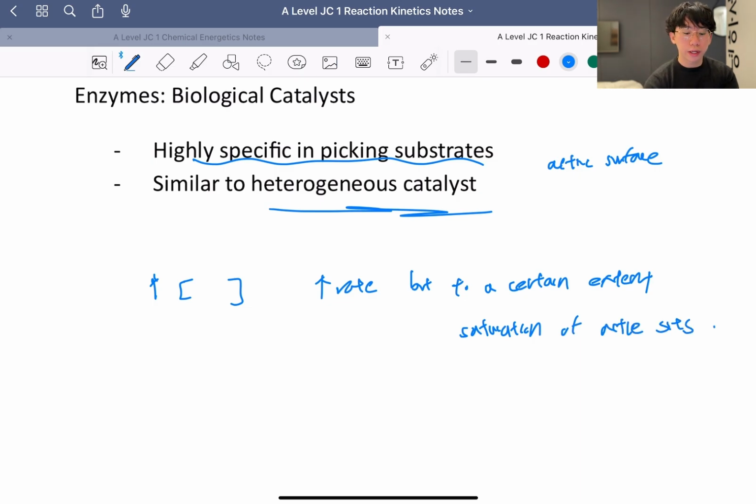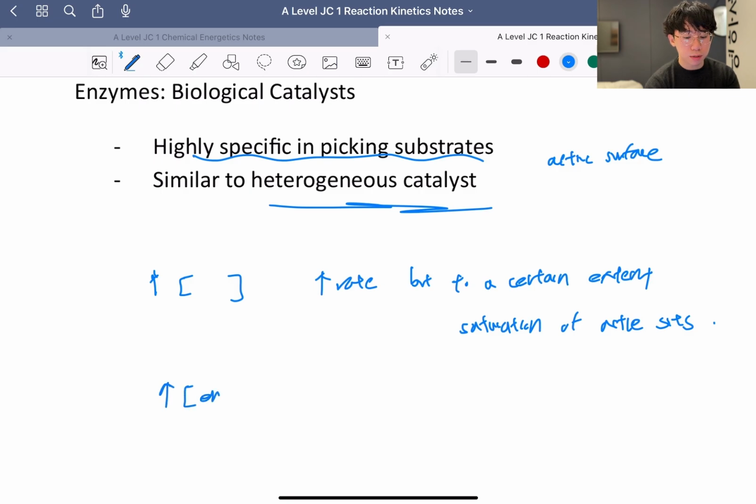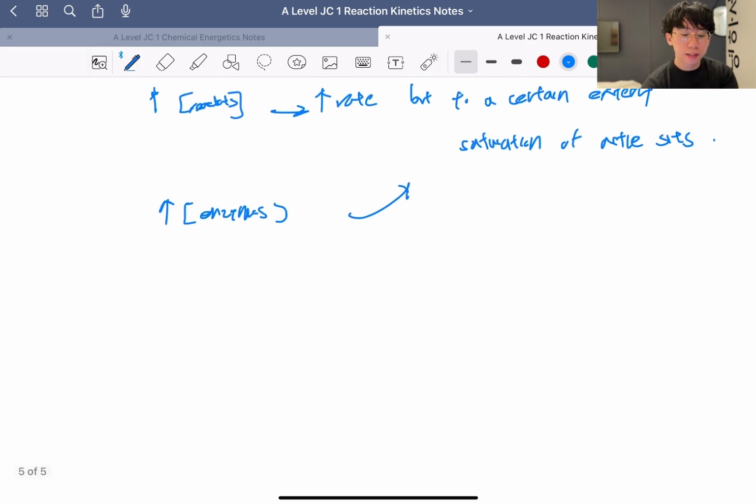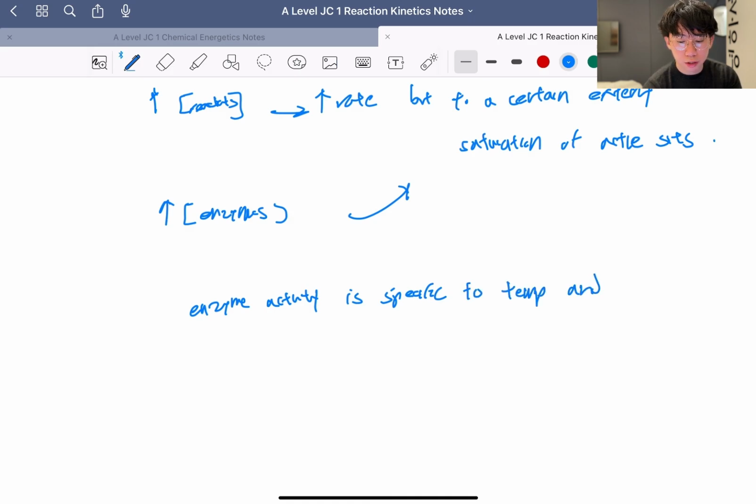Very similar to increasing the concentration of your enzymes. It is the same principle. And also take note of a special feature of enzymes where they are very specific to temperature and pH. So they operate in very, very unique circumstances and conditions. If the conditions vary even a little bit, the enzyme activity would decrease or increase depending on the change.